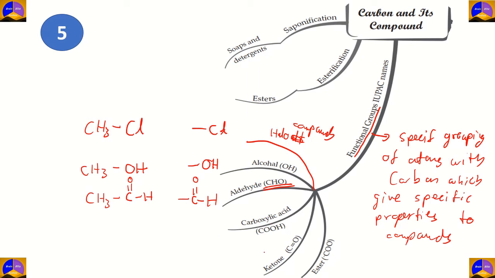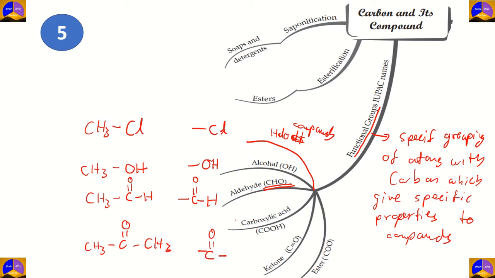And then you have ketones, which are the second type of carbonyl compounds. In ketones you will have C double bond O, but this occurs in the middle of the carbon compound, so the carbon is attached to two other carbons. An example for this is acetone, which is CH3 C double bond O CH3.